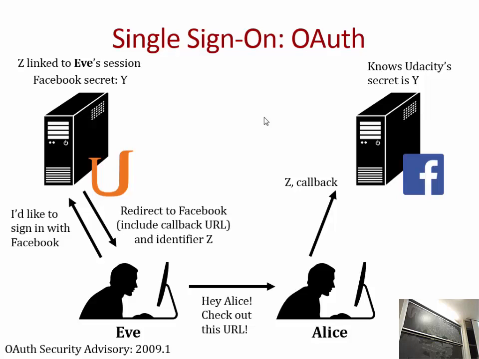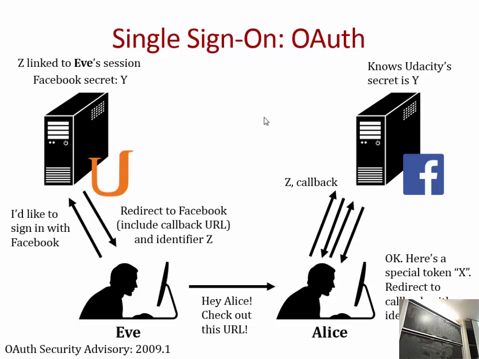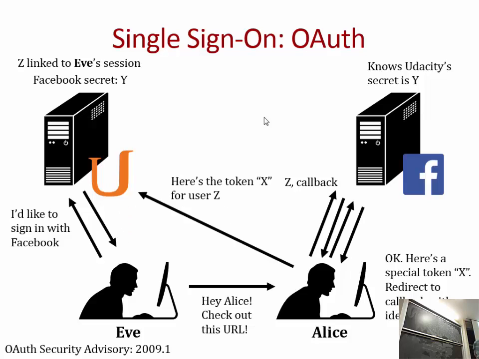What will happen? So she's going to send this identifier Z. She's going to send the callback. She's going to be asked for permission to do that. She's like, oh, okay, sure. This actually happened. Have you seen how many people let Candy Crush access every piece of information about them? Yeah. Here's a special token X. Redirect to the callback with identifier Z. So go back to Udacity with the token X for user Z. But who initiated this whole party, this proposal? Eve did.